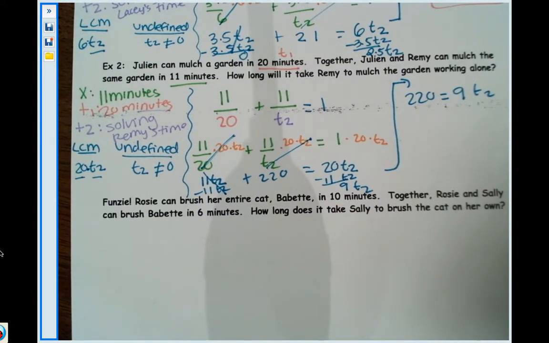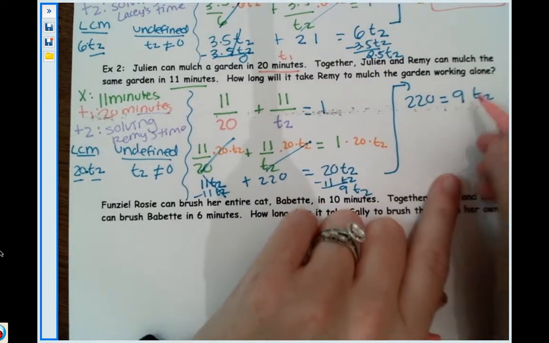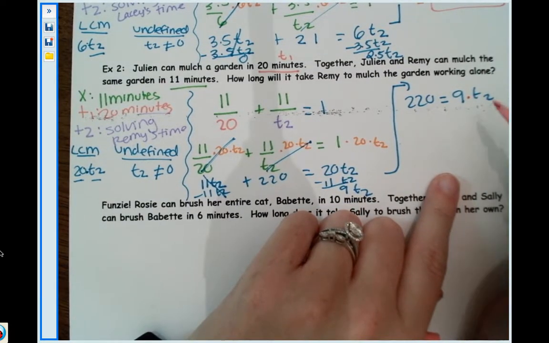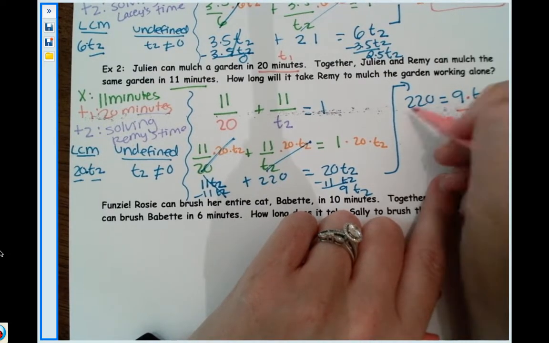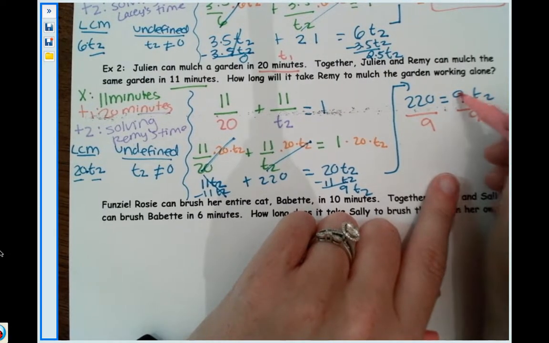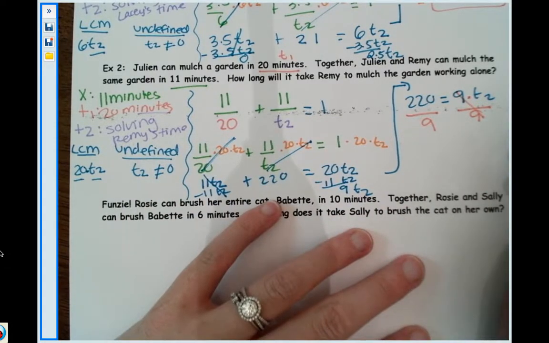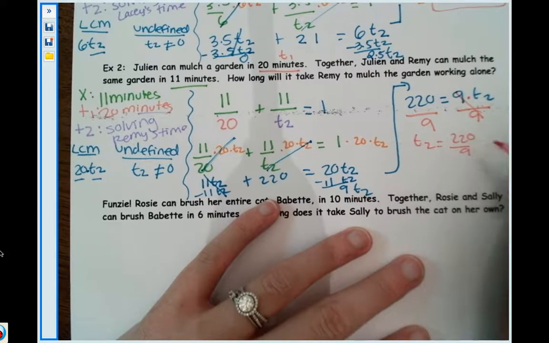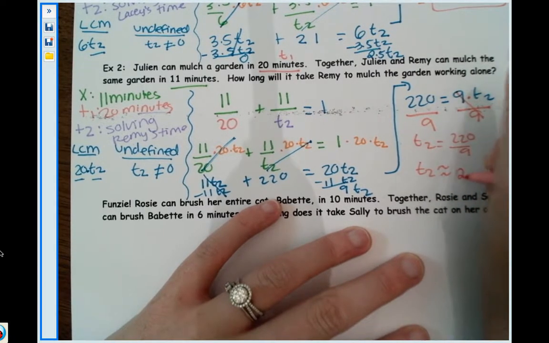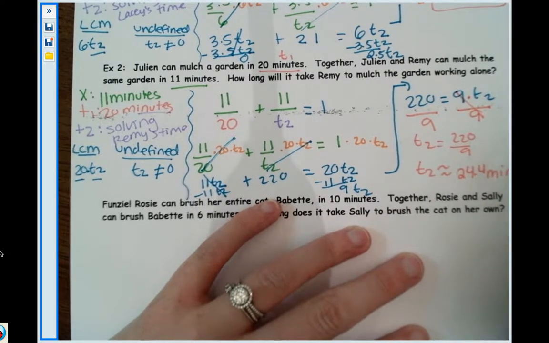Alright guys, let's solve this thing for t sub 2, which these are secretly multiplying. So the way I bring positive 9 to the other side, or one that's multiplying, is by dividing that thing on both sides, which my 9's cancel out. Okay, so my t sub 2 equals 220 over 9, and that is approximately 24.4 minutes if I round to the nearest tenth of a decimal.